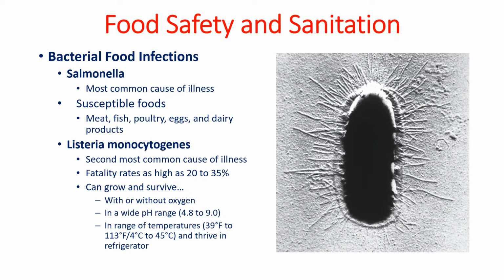It can grow in a wide pH range, so very acidic or very alkaline conditions don't affect it, and in a wide range of temperatures. So anywhere from 39 degrees up to 113 degrees Fahrenheit. So that's a pretty wide range.